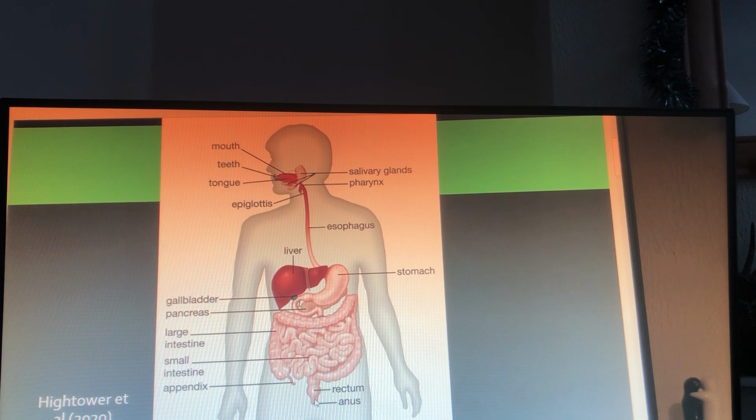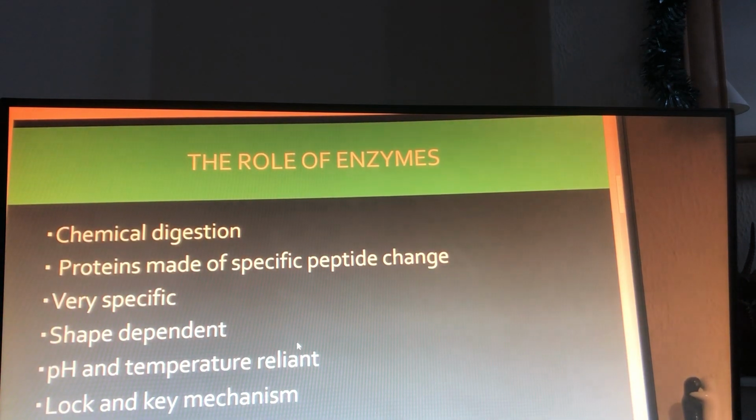Anal canal and anus. The anus is external skin, and the anal sphincter controls the bowel movement. The sphincter opens up to allow defecation.